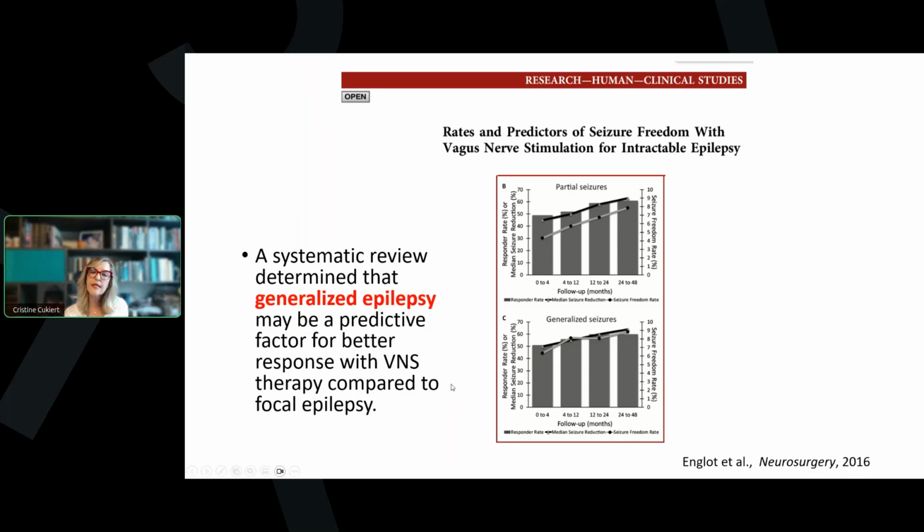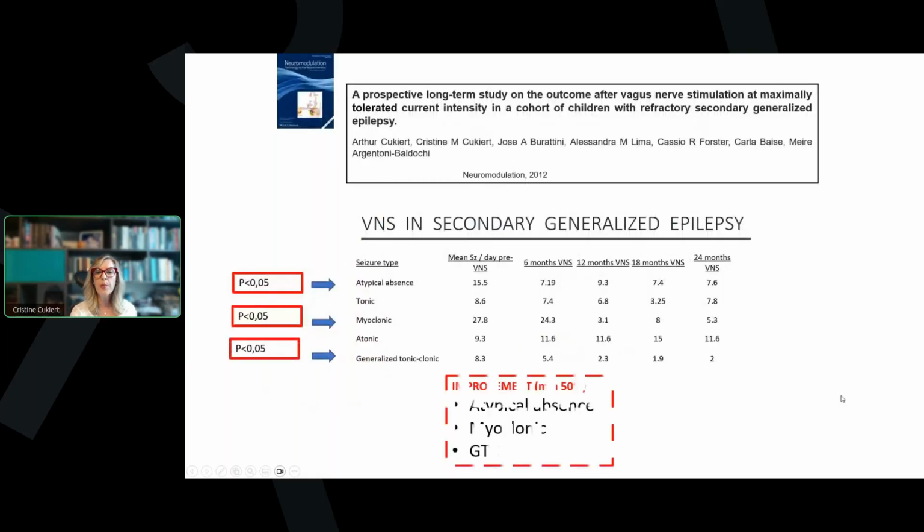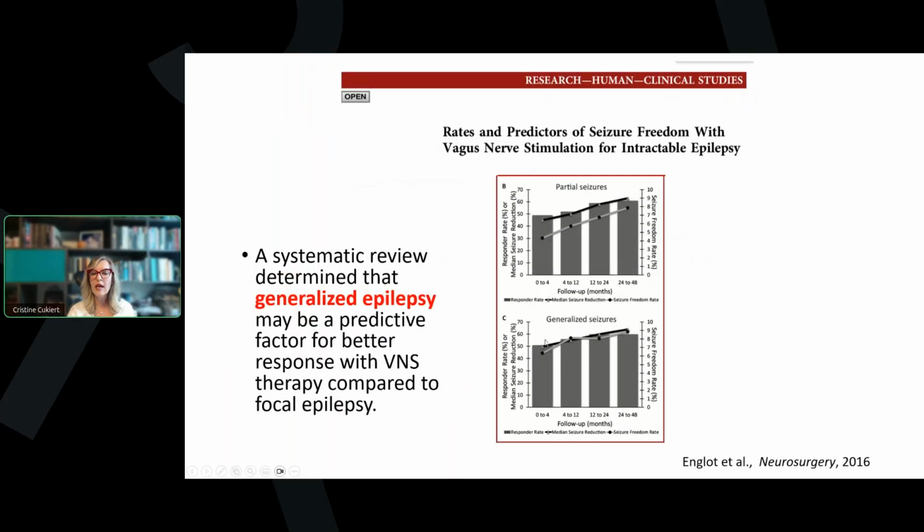So here we can see the comparison of focal, they have partial seizures because it is old, it is 2016. When we compare focal and generalized seizures, we see that the generalized seizures do better with the VNS than the focal seizures. But sometimes we have patients with focal epilepsy and a diffuse disease, and then sometimes we also have a good response for them.